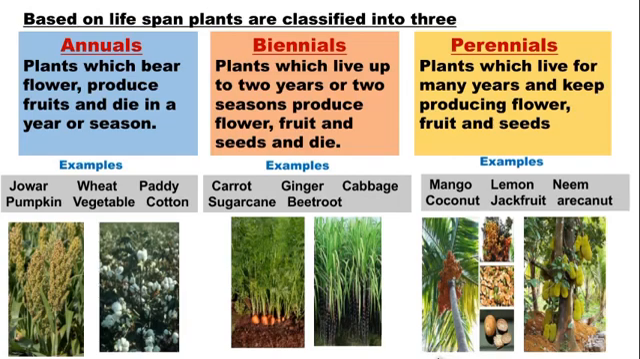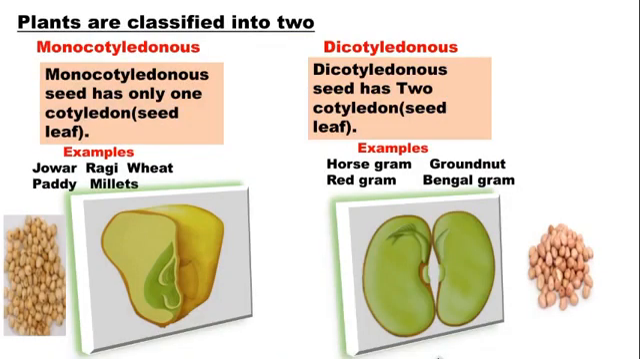So based on lifespan, plants are classified into three: annuals, biennials, perennials. The next point: plants are also classified into two. What are those? Monocotyledons and dicotyledons. What do you mean by monocotyledons? Monocotyledon seeds have only one cotyledon. It means only one leaf will sprout during germination. For example, jowar, ragi, wheat, paddy, millets, etc.